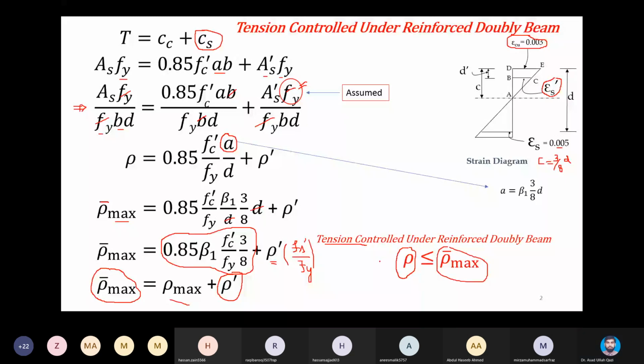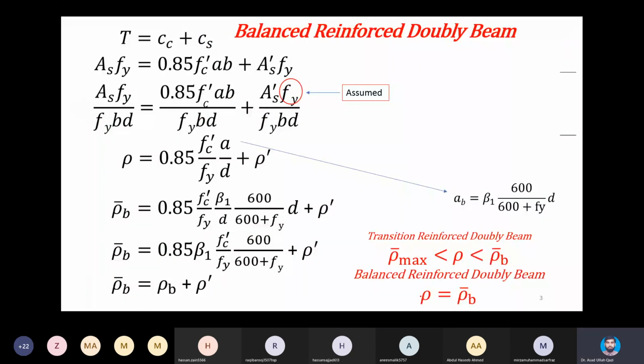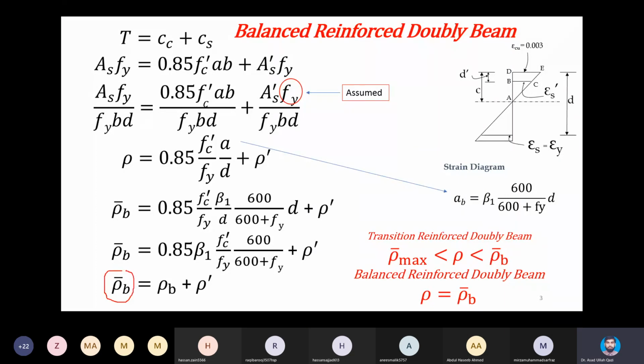And if it is not actually less than, then you enter either the transition domain or maybe the over reinforced domain. That will be decided if you know the rho balanced of the doubly beam. So this rho bar balanced is another threshold which will help you to classify that your beam is in the transition domain. Now for deriving the rho bar balanced, again the idea is the same.